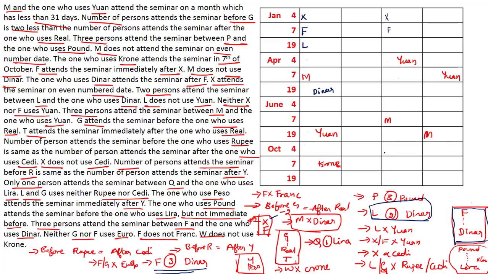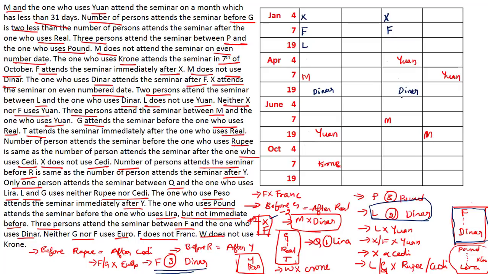In the same manner, if I put x here, f can be here. But after f, there should be a gap of 3 persons between f and dinar. So therefore I cannot put that. So there is only one possibility, that x or f can be here. If x is here, f has to be here. If f is here, between f and dinar there should be a gap of 3 persons. 1, 2, 3. So dinar has to be here.